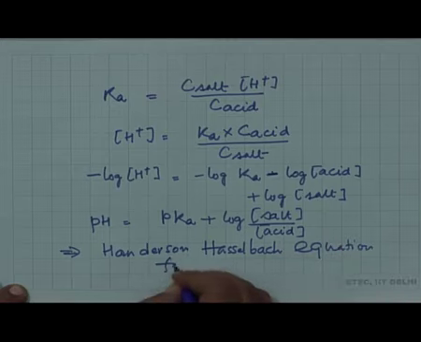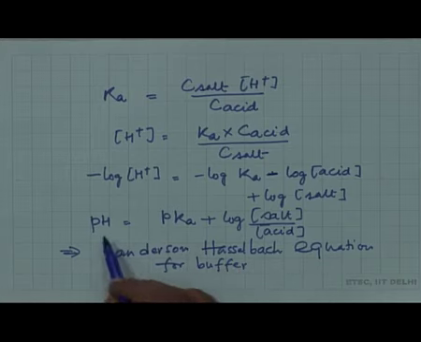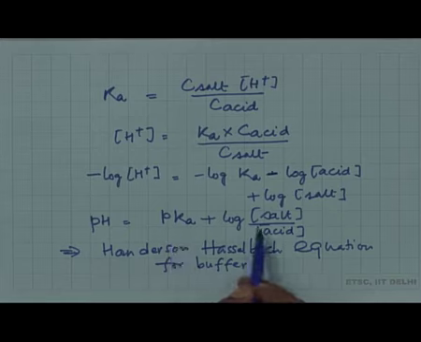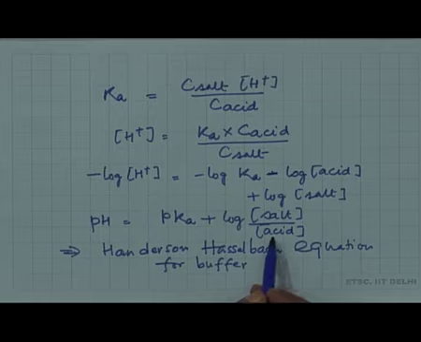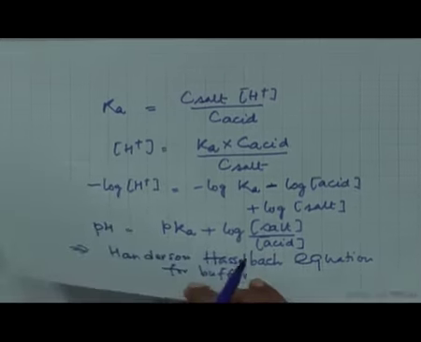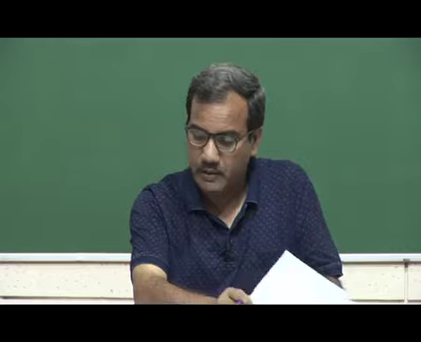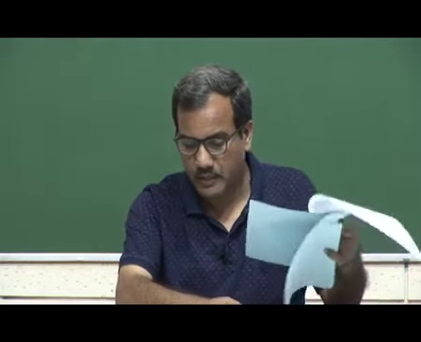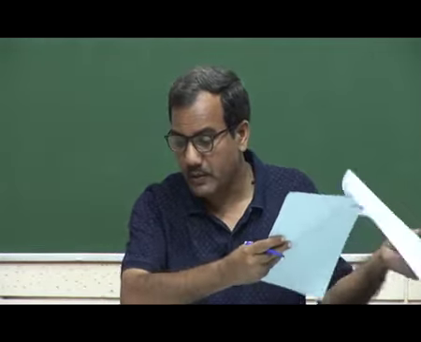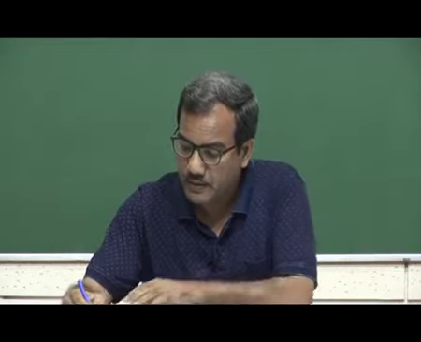For buffer, we can calculate pH by using pKa, if we know the concentration of salt and the concentration of acid. In the next part, I will discuss titration.